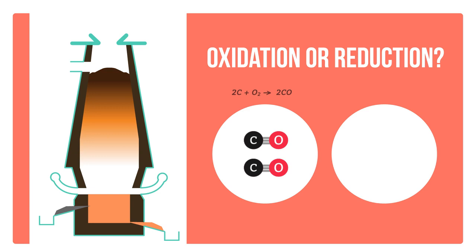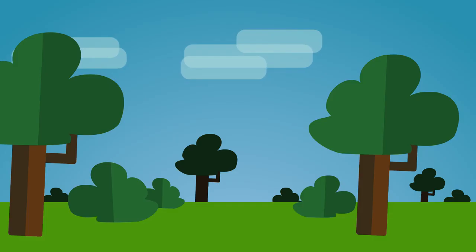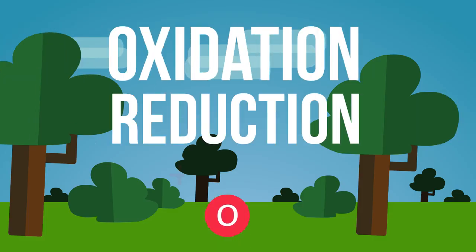Did you get that right? So what happens to the carbon monoxide next? It reacts with the iron to release pure iron metal. Simultaneous oxidation and reduction takes place. Iron loses oxygen, it is reduced, but carbon monoxide gains oxygen and forms CO2. It is oxidized.